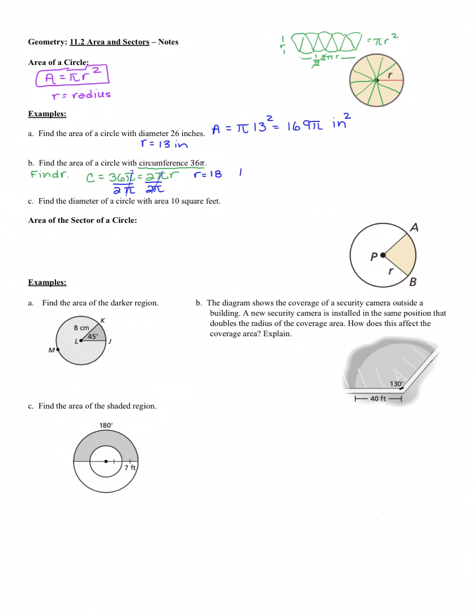Now I can apply the area formula. So this will be pi times 18 squared. And 18 squared is 324 pi, and since we have no units, we'll just write units squared like that. Okay? Now they want us to find the diameter of a circle with an area of 10 square feet.